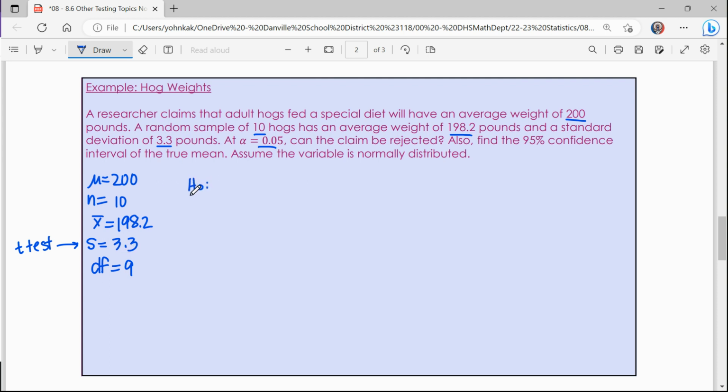All right, so now we write our hypotheses. Our null hypothesis is that mu equals 200, and that is also our claim. Our alternative hypothesis is that it does not equal 200. We are shading both sides because it is a two-tailed test. Take the alpha and divide it in half, so 0.025 goes in each critical region. We have a critical value of plus or minus. So then we look on our t-table, and we get critical values of 2.262.